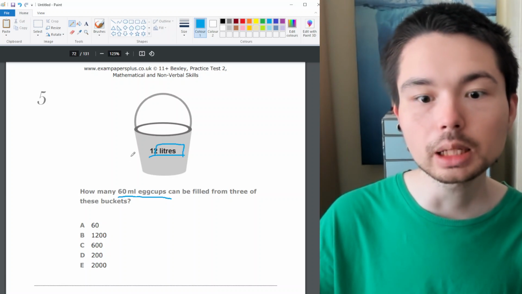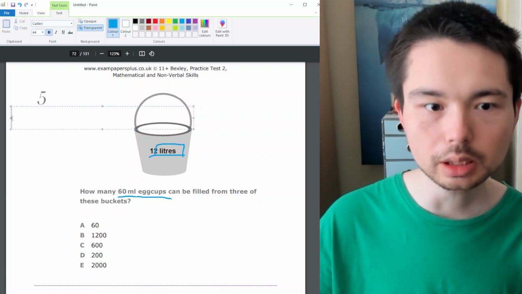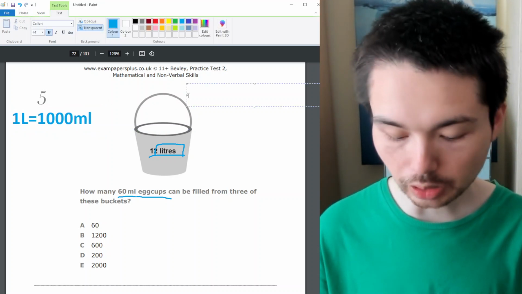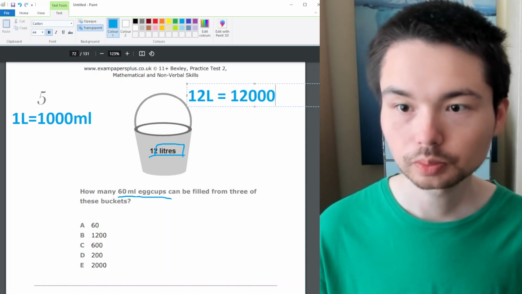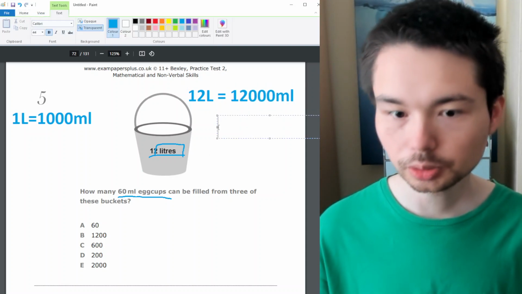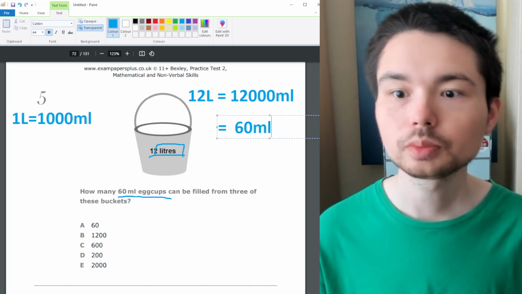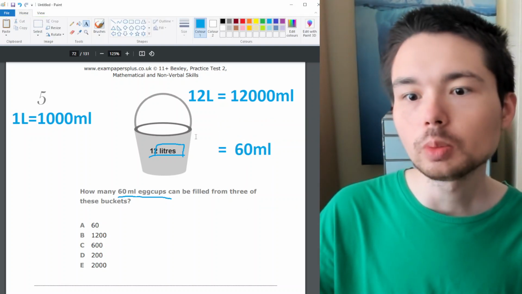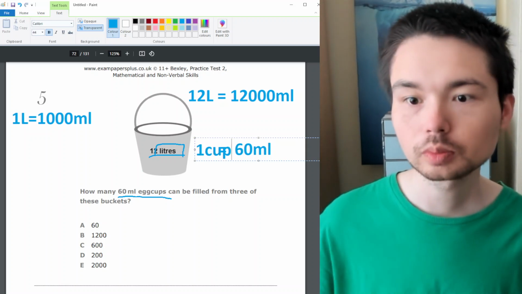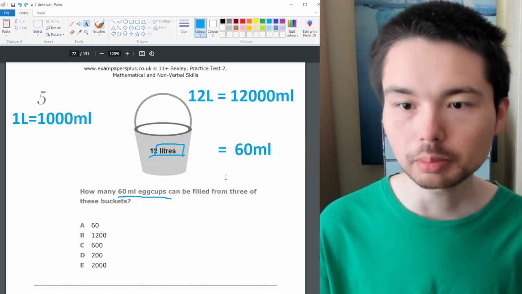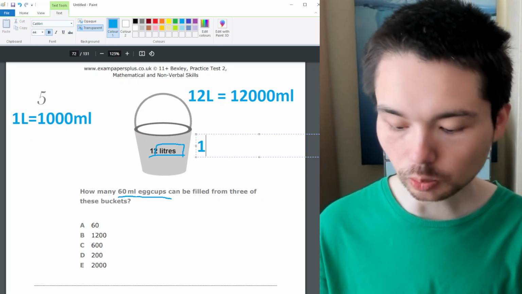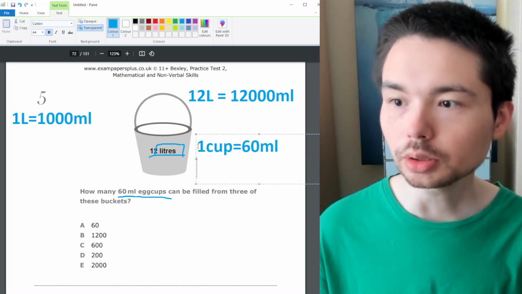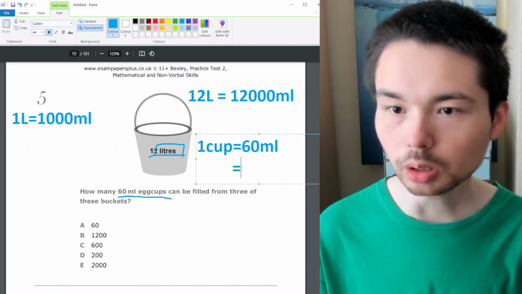12 liters is how many milliliter? Well, we know 1 liter is equal to 1,000. So 12 liters is just 12,000. Now put 60 milliliters in. That's 1 cup. I've written that a bit badly. Let me try again. 1 cup is 60 milliliters. Then here is 12,000.